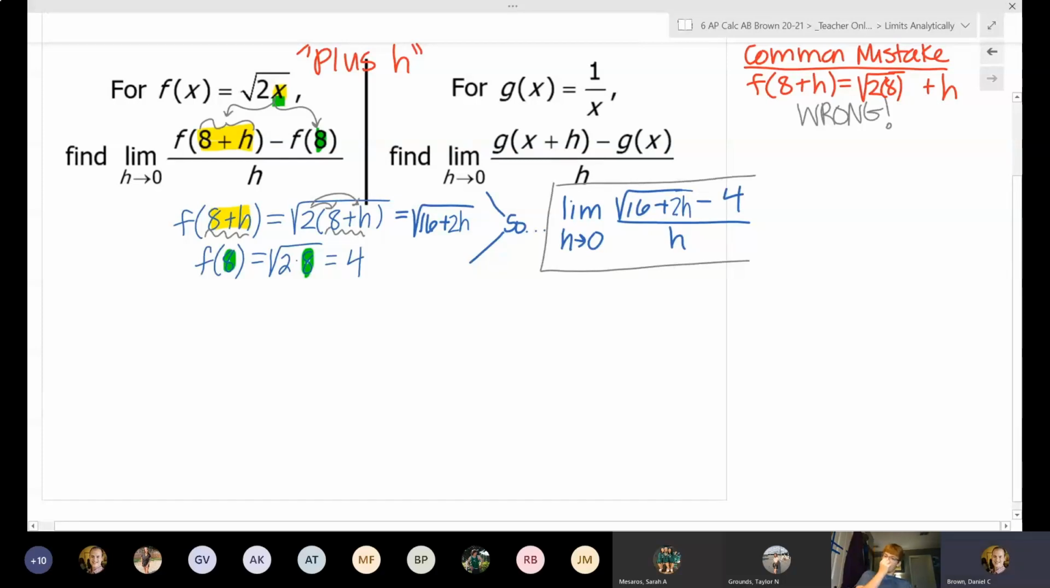Before we start solving it, does anyone have any questions or things that I can go back and clarify on how I set up my limit? Because again, if you can't set up the limit, then you're not going to be able to solve it anyways.